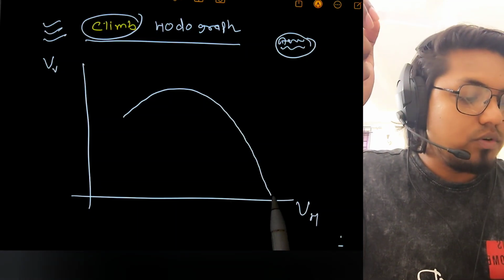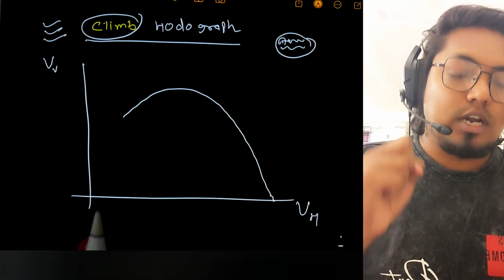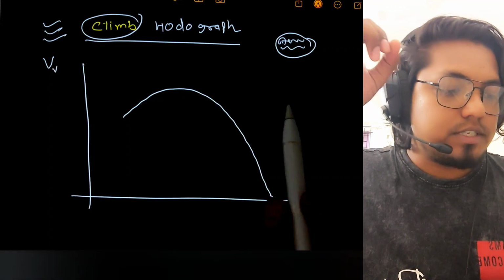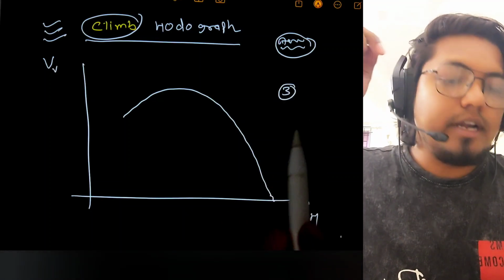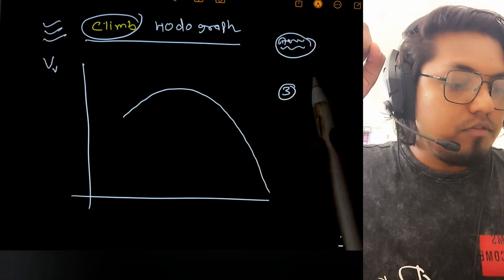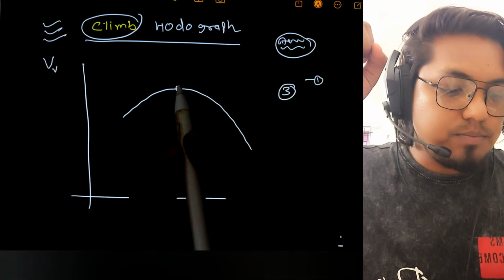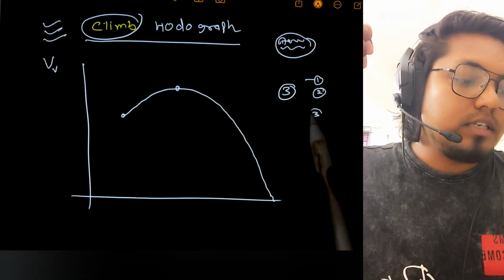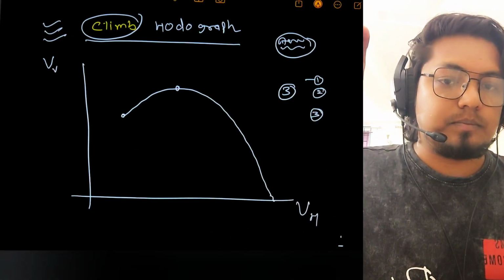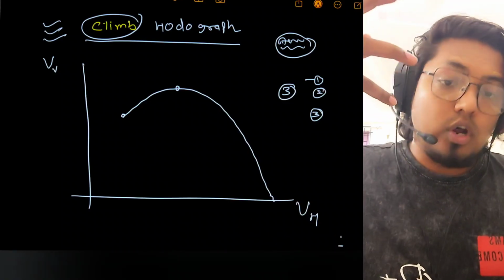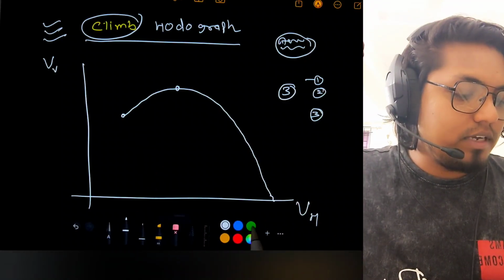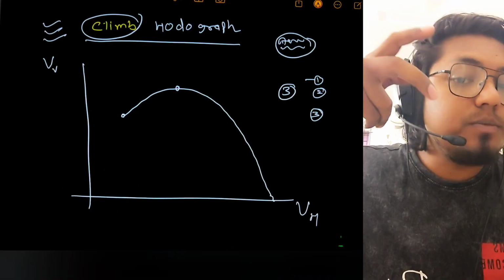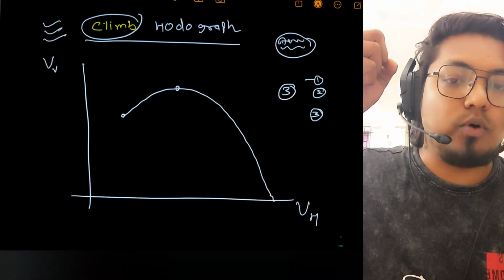This is known as the climb hodograph. What information are we going to get from the climb hodograph? See guys, in the climb hodograph there are three important points you should know. First, very popular, this point. Second, very popular, this point. And third, any other random point. Or you can say I can have infinite points on this line, and I am choosing two special points out of those infinite points.